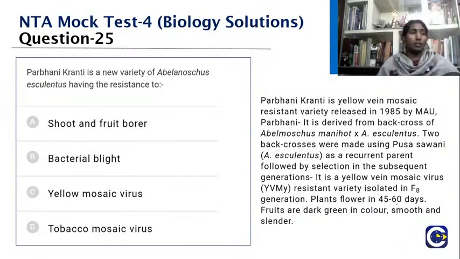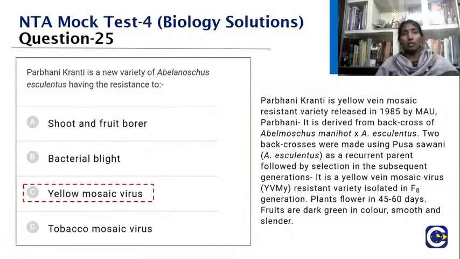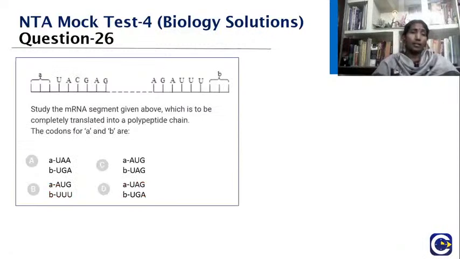The plant flowers in 45 to 60 days. The fruits will be dark green in color, that is, the lady's finger will be smooth and very slender. So that is the advantage. So what is Parbhani Kranti? It's a new variety, between Abelmoschus manihot and Abelmoschus esculentus. So it is resistant to yellow mosaic virus.